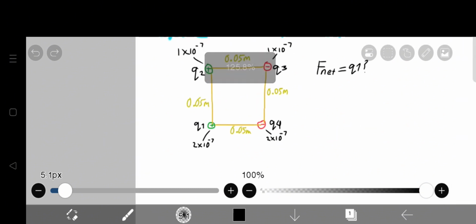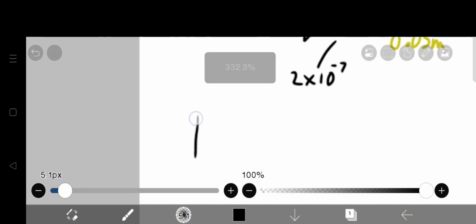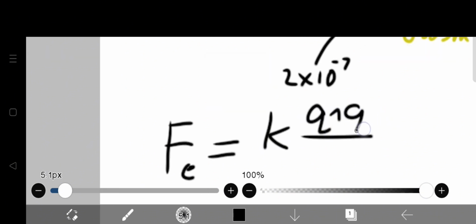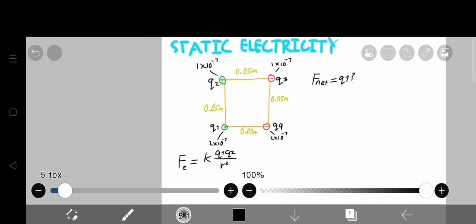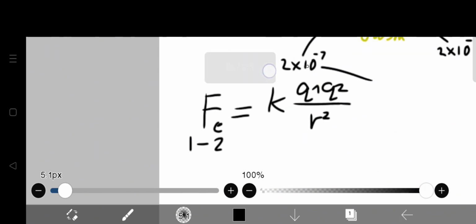Ngayon, unahin natin yung Q1, Q2. So, gagamitin lang natin yung Coulomb's law. Yung Coulomb's formula, which is Coulomb force is equal to the K constant times Q1 times Q2 over distance squared or R squared. Ayan, substitute lang natin yung mga given between Q1, Q2 dito sa formula natin. So, lagyan lang natin to ng 1, 2, since para ma-denote na Q1 and Q2 to. So, substitute lang natin dito.